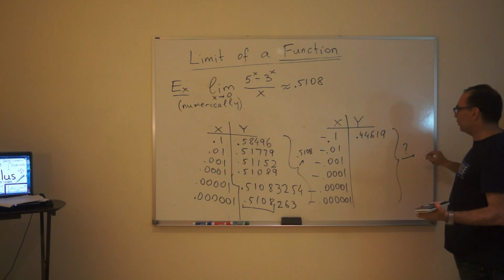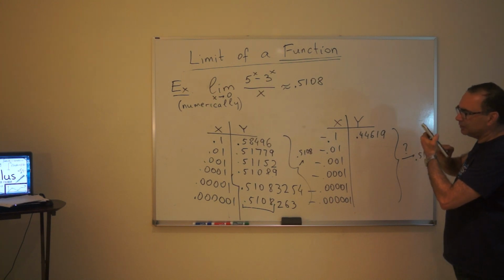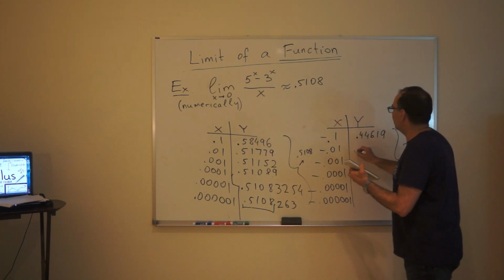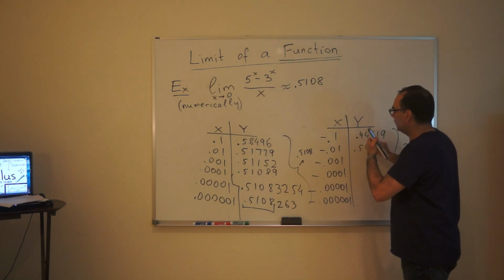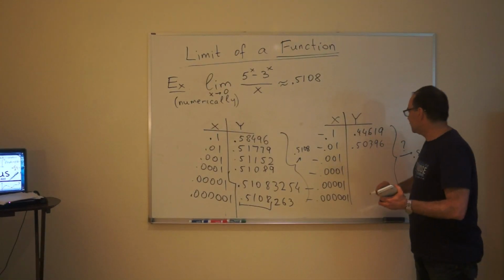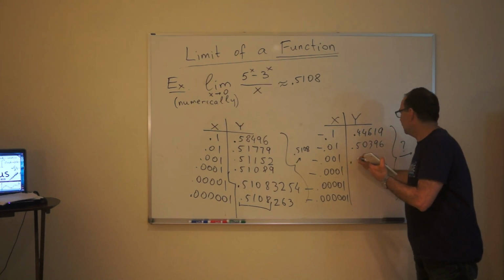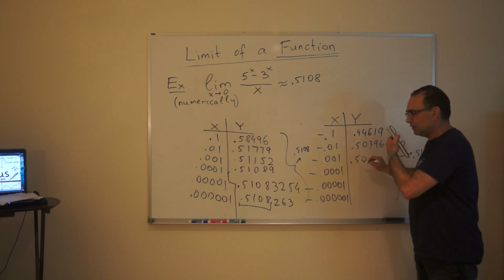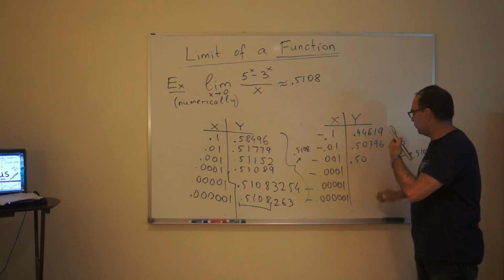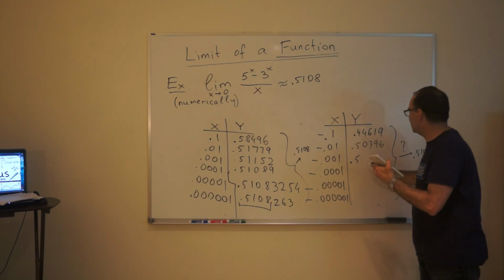Approach, or not approach, so we'll check it now. So we plug in -0.01. It's 0.50396, so it's quite close already. -0.001, the answer is 0.51013.